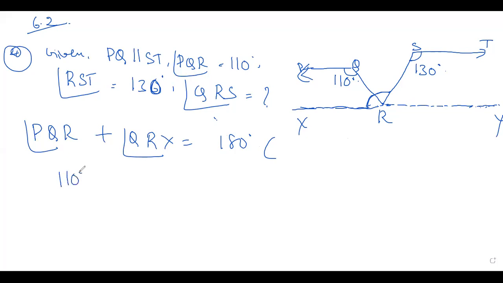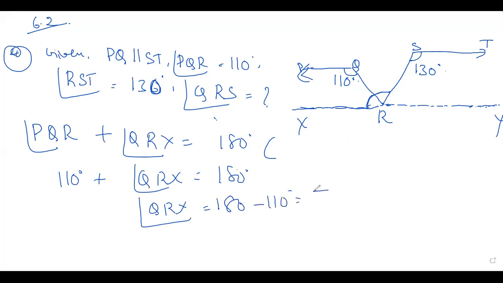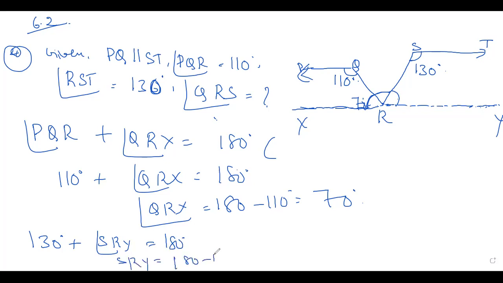So PQR is 110. Then QRX is equal to 180 minus 110, that is equal to 70 degree. This is 70 degree. And next one, 130 plus SRY, that is equal to 180. Then SRY is equal to 180 minus 130, that is 50 degree. This is 50. Now the sum of all the angles will be 180 degree.